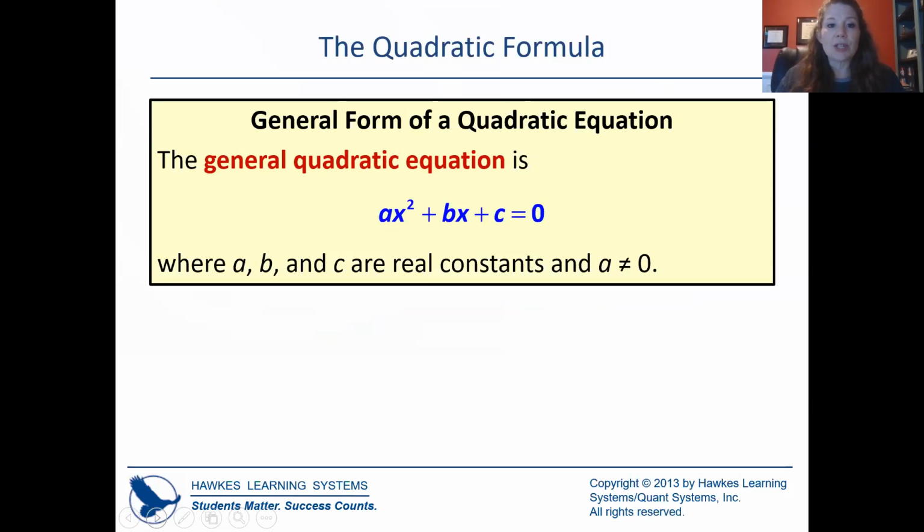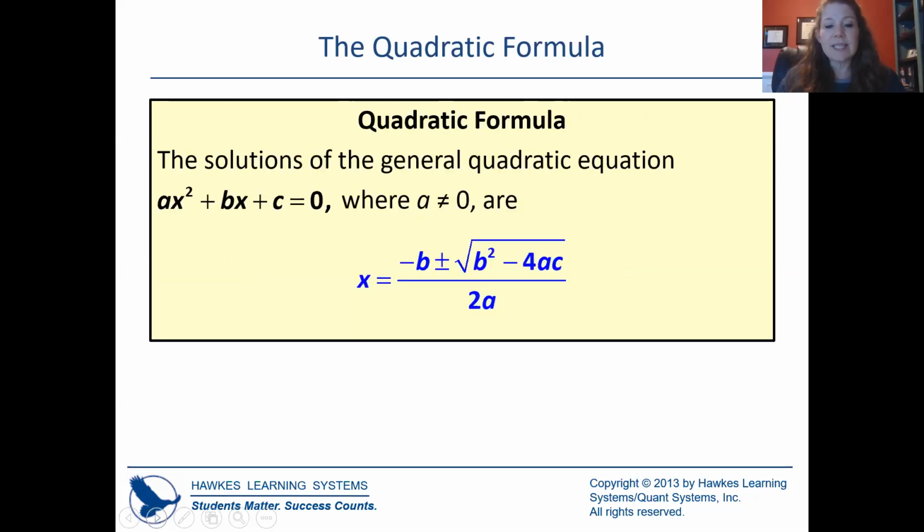So if you are talking about the quadratic equation, the general quadratic equation is ax squared plus bx plus c. C is always the constant. A is always the number being multiplied by x squared, and b is always the number multiplied by the variable x. So this is the quadratic equation.